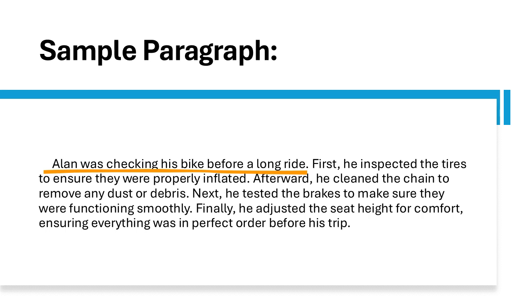Sequential actions. The body of the paragraph follows a clear time sequence. First, Alan inspects the tires to ensure they are properly inflated. Afterward, he cleans the chain to remove dust or debris. Next, he tests the brakes to make sure they are functioning smoothly. Finally, he adjusts the seat height for comfort.